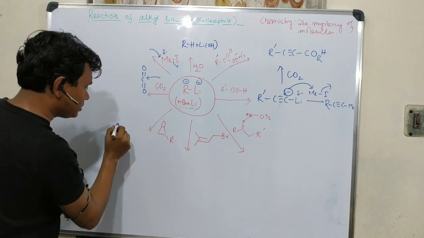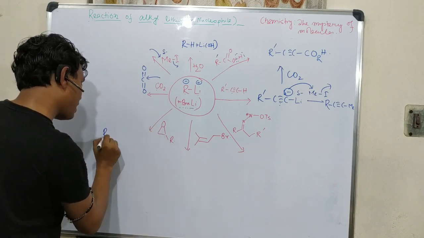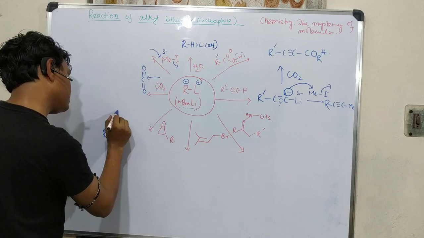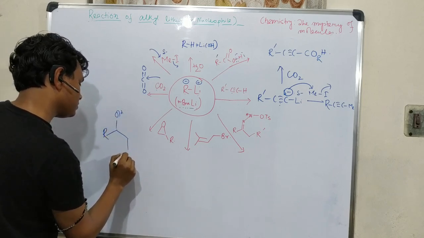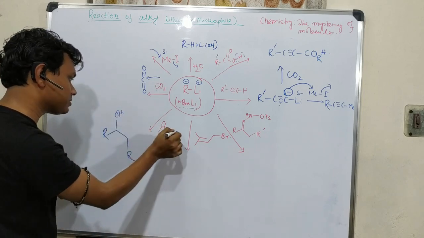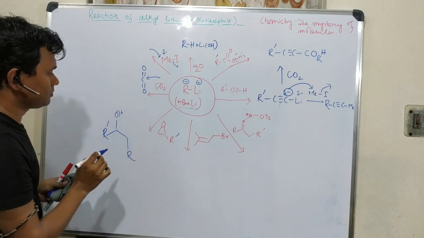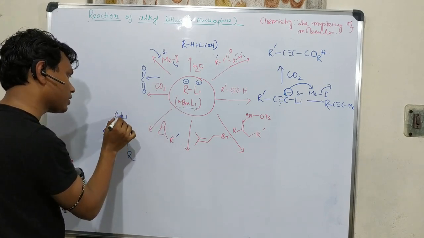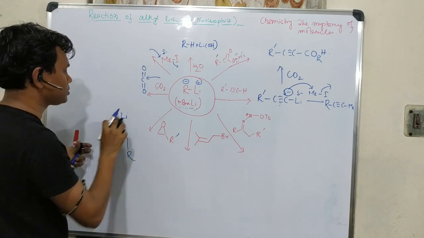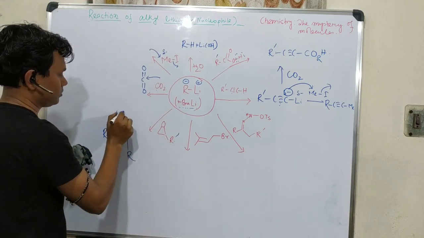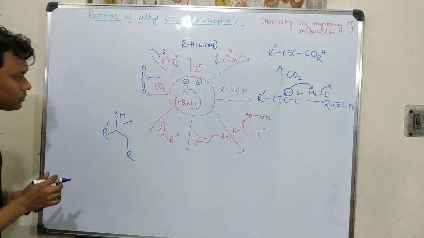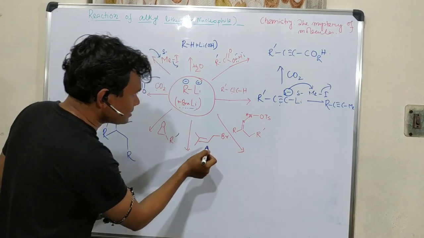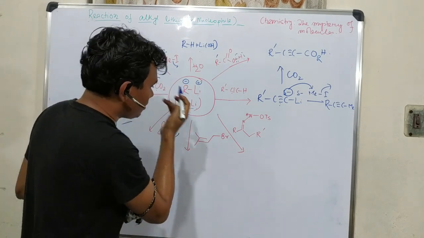So let's come to our point. Then it will attack this and it will produce R. Let's consider it as R prime, it will be easier. First it will be OLi. After work up with H3O plus, it will produce the corresponding alcohol. Now let's discuss this example.